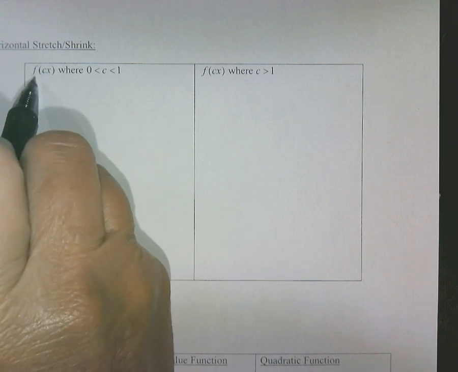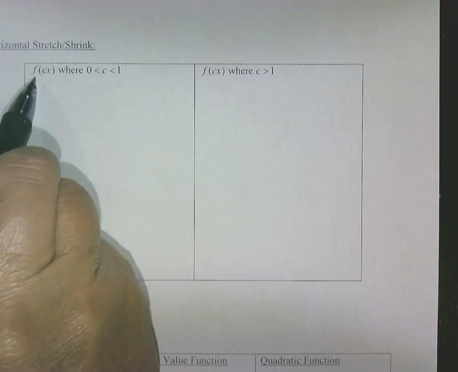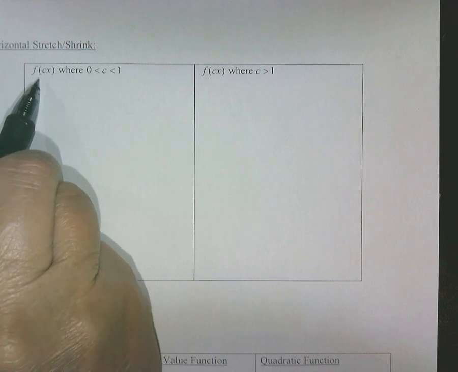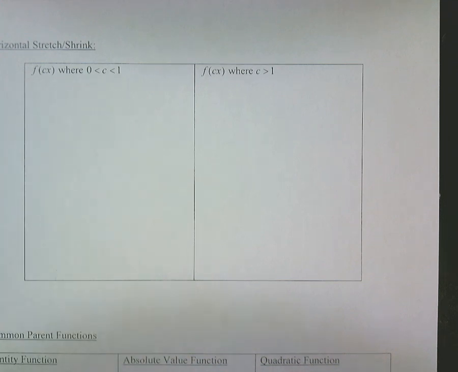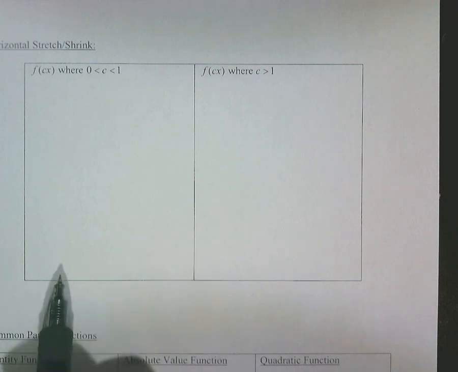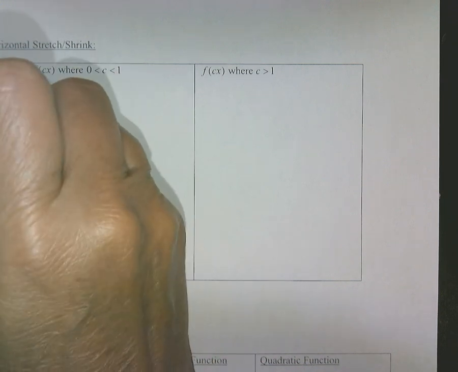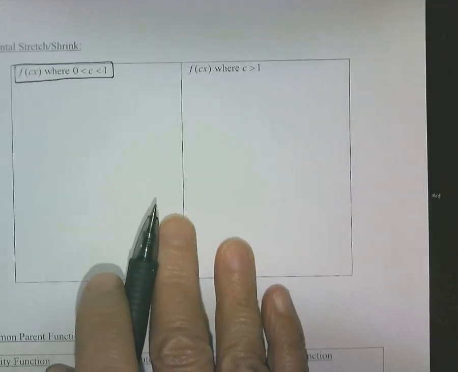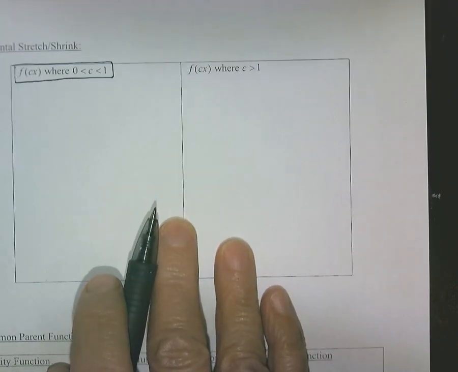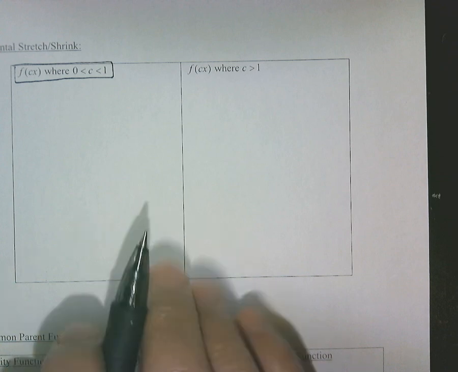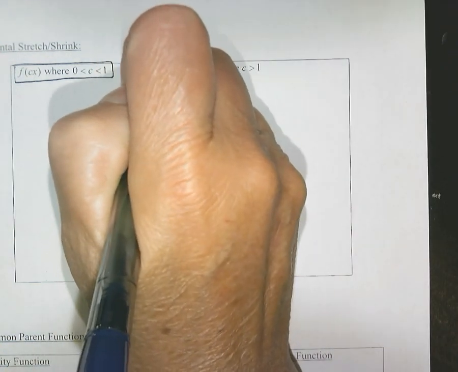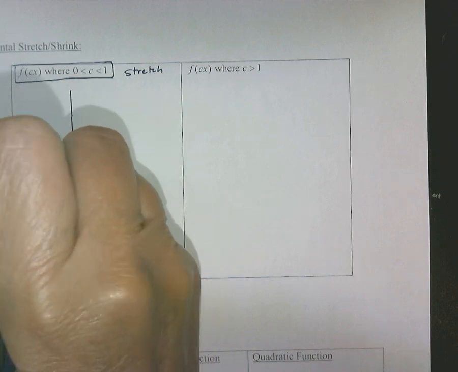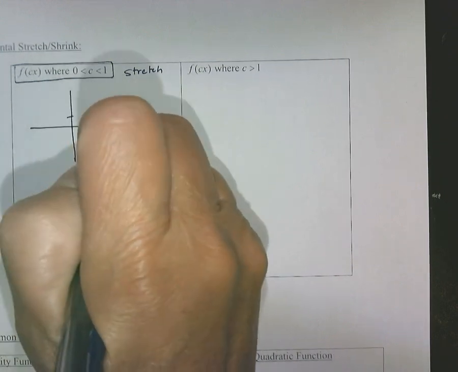If I have a constant now inside with the x, anytime you have a number inside with the x, you're changing something along the x-axis. So that's how I know it's going to be a horizontal stretch or shrink. It's opposite of what you would think. If the number being multiplied by the x is between 0 and 1, so like 1/2, 3/4, 0.7, it's going to be a horizontal stretch. I'll give you one example instead of giving you many.